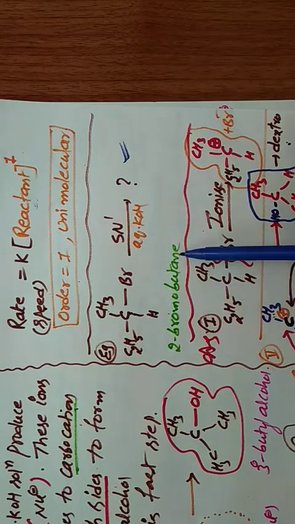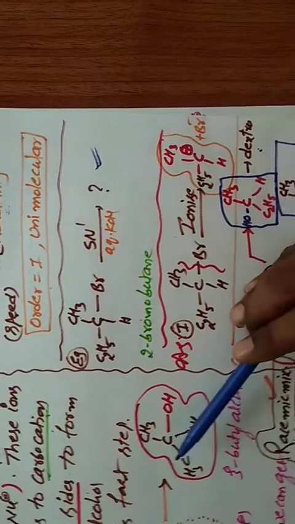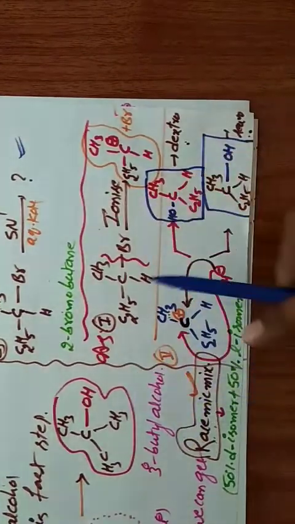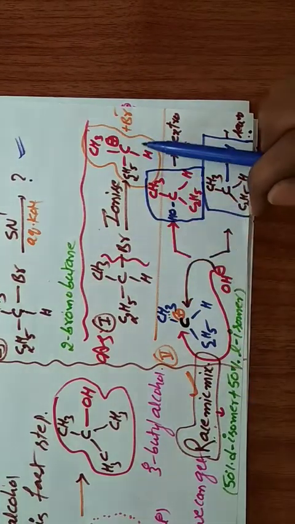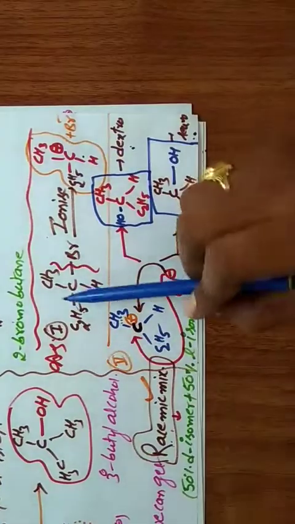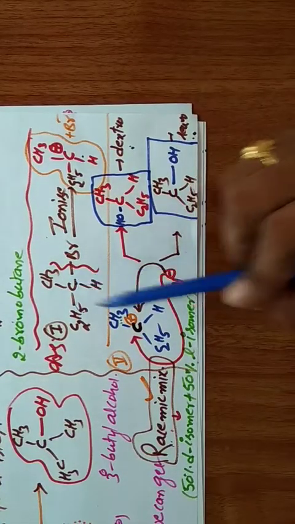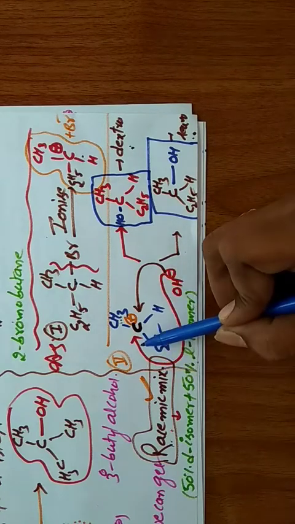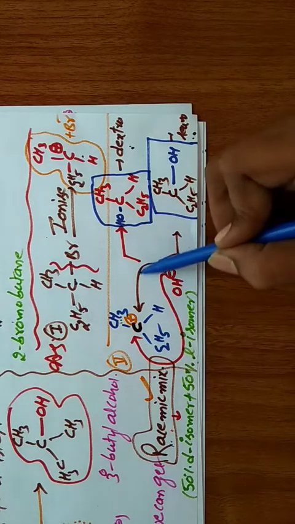2-bromobutane is given. We take the structure here, SN1 with aqueous KOH, products. According to the mechanism, this bond will be broken. We get a carbocation. In this carbocation, this carbon is an asymmetric carbon. That's why we can separately mention two-side attack. OH group attacks the left side and also the right side.